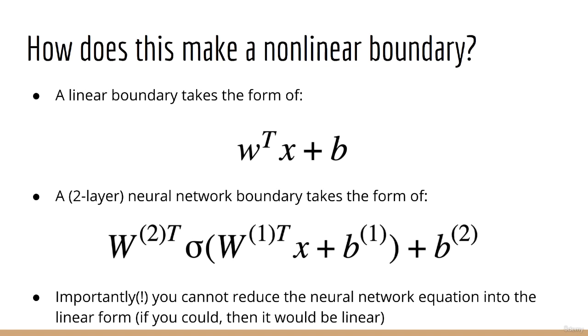Now, a lot of people wonder, how does this make a neural network nonlinear? Remember that a linear function always takes the form W transpose X plus B. Our neural network takes the form of the equation you see here for a 2-layer neural network. This is what we get if we drop the z term and just make the whole thing into one equation: W2 transpose sigmoid of W1 transpose X plus B1, and then plus B2. The important thing to notice about this is you cannot simplify this into a linear function. If you could, then we would have a linear decision boundary.